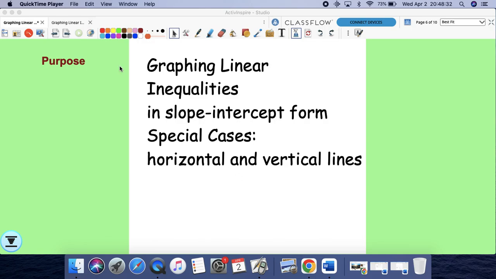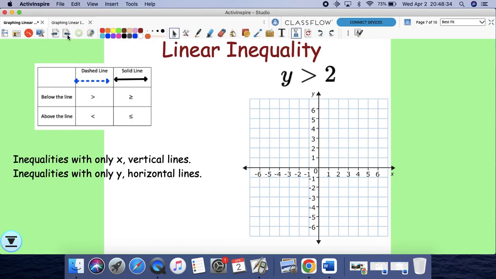step-by-step form, but today I want to talk about special cases, the horizontal and vertical line. Notice this little table that I used from last time. It shows when to use a dashed line or a solid line. Dashed line when it's greater than or less than symbol, because points on that line are not going to be part of our solution, and solid line when it's greater than or equal to and less than or equal to, because points on the line are going to be part of our solution.